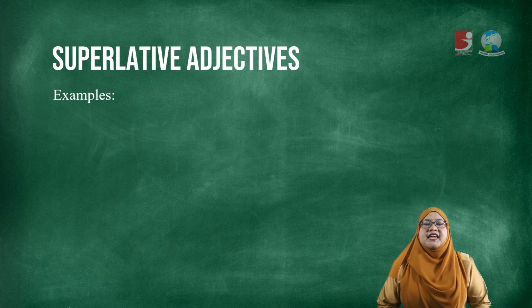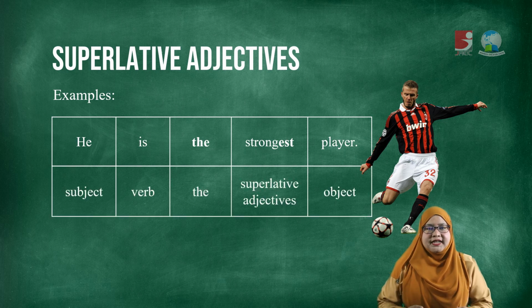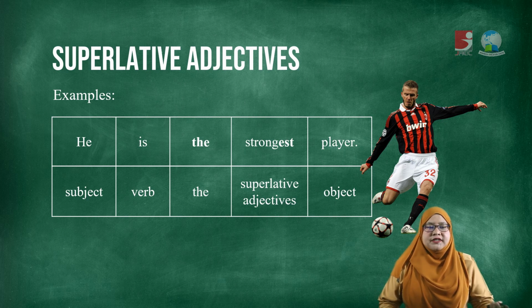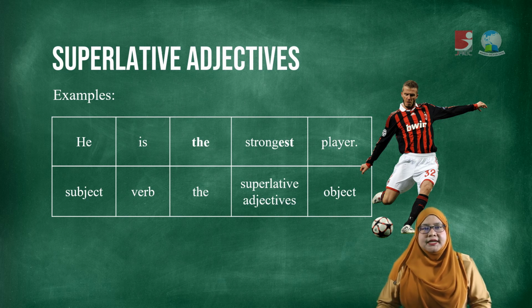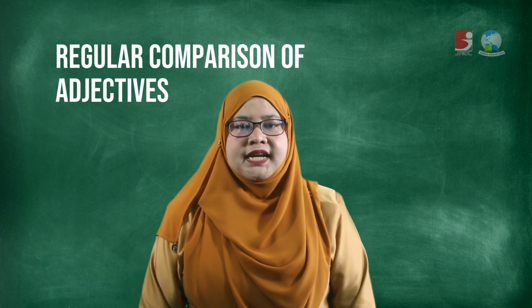Next, he is the strongest player. Before adding the superlative adjective, we will use the in the sentence. He is the subject of the sentence. Is the verb to be, followed by the, and add superlative adjective, and lastly, player is referring to the object in the sentence. Let's look how to compare regular comparison of adjective.